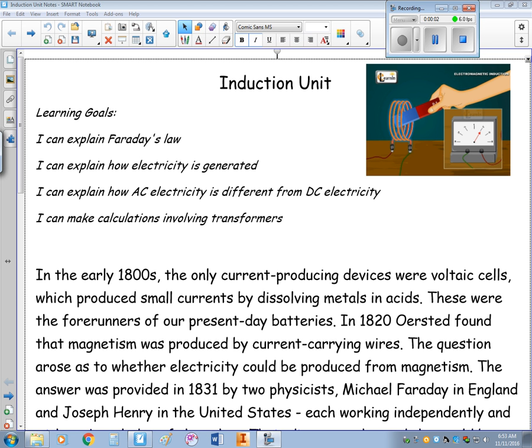This is video 1 for the induction unit. For this unit, I want you to be able to explain Faraday's law. I want you to be able to explain how electricity is generated, and explain how AC, that means alternating current electricity, is different from DC, or direct current electricity. And then for your math learning goal, I want you to be able to make calculations involving transformers.